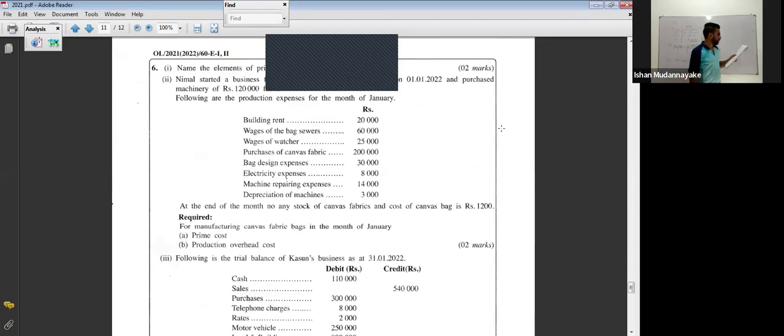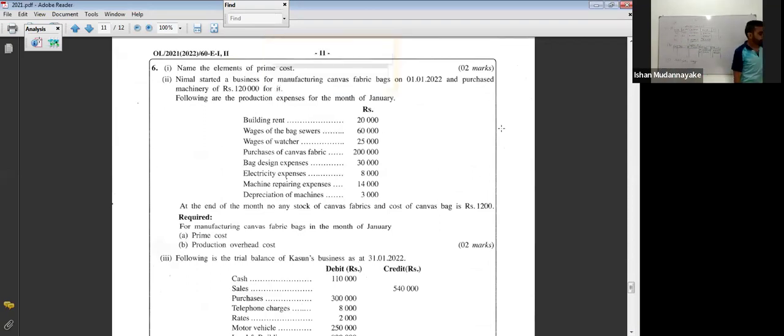Now question number 6. Name the elements of prime cost. What are the elements of prime cost? Direct material cost, direct labor cost, and direct other cost. Okay then. Right. And then look at problem number 2.